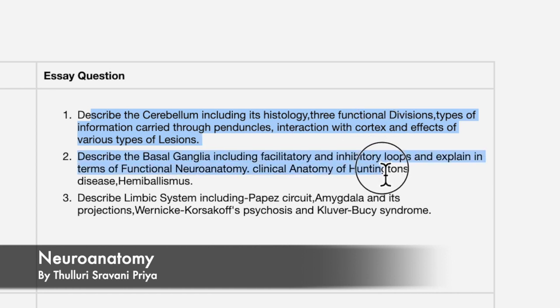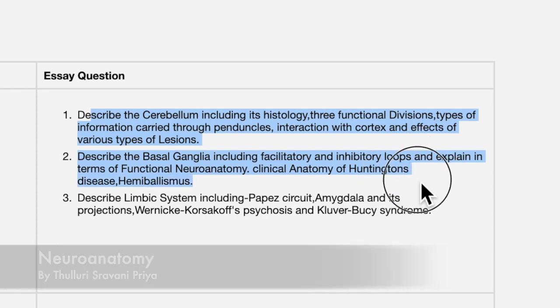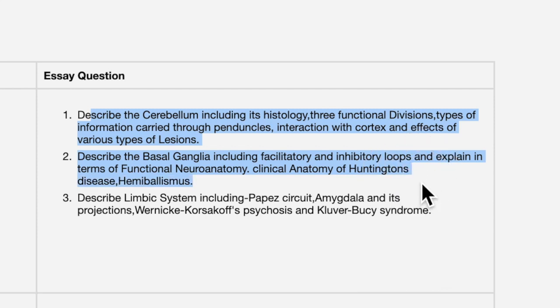Next question is describe the basal ganglia including facilitatory and inhibitory loops and explain in terms of functional neuroanatomy, clinical anatomy of Huntington's disease and hemiballismus. This is the second question which is very important.